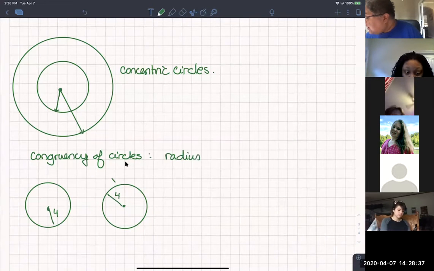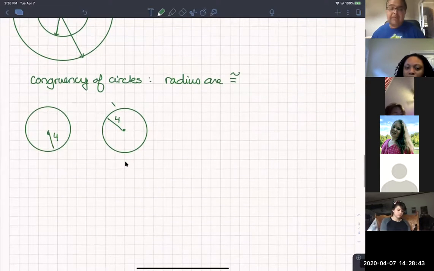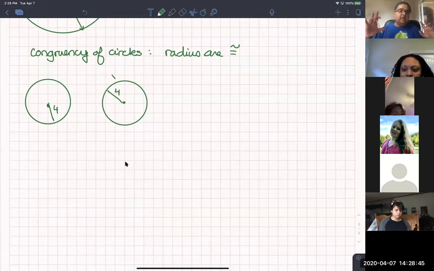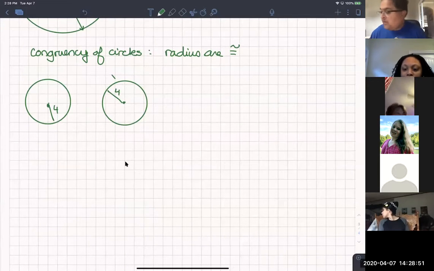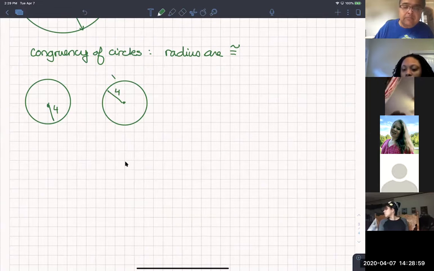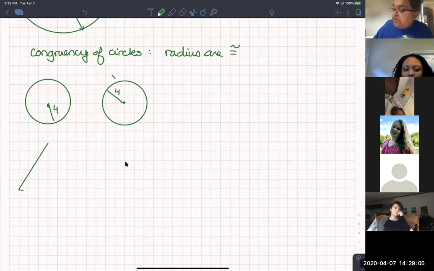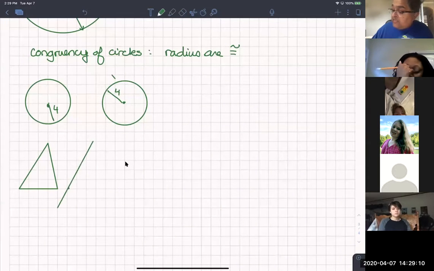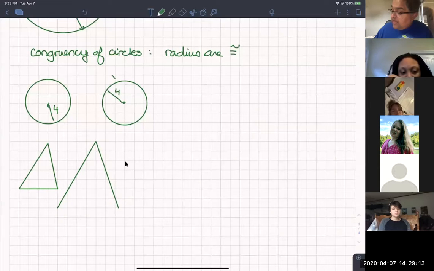Now, in order for circles to be similar, the ratios of their radii must be the same. Okay, so what do I mean by that? Well, by its very nature, all circles are similar. Okay, all circles are similar to one another. Now, remember when we were talking about similar triangles? We had two triangles, and we said two triangles are similar if all the angles were the same, and all the sides had the same ratio.